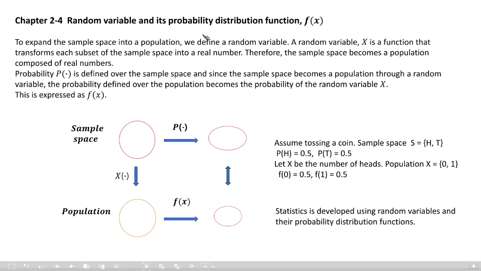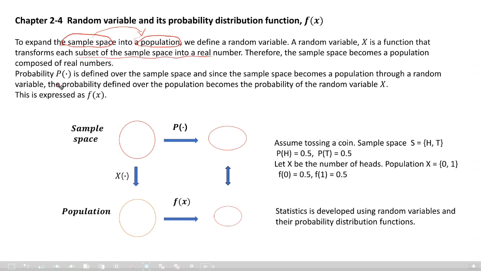Let's expand on the sample space. What is it? The whole outcome of an experiment. Sometimes it can be described by some signal, not a real number. But a population usually consists of real numbers. We define random variable x as a function that transforms each subset of the sample space into a real number, okay? Therefore, the sample space becomes what? A population, composed of real numbers.